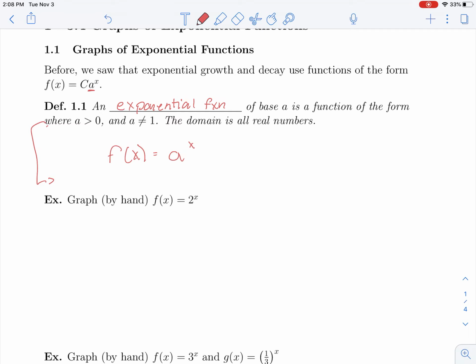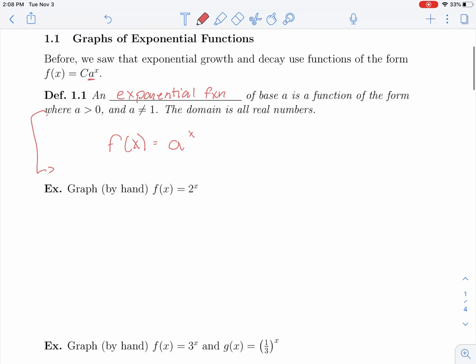I can always plug a number up here. I can plug in a half, I can plug in 1, I can plug in -1, I can plug in pi, and I'll get a number out. I can plug in 0. Right, so now we're asked to graph by hand, so I'm not going to use Desmos, f of x equal 2 to the x. So let's make a little table.